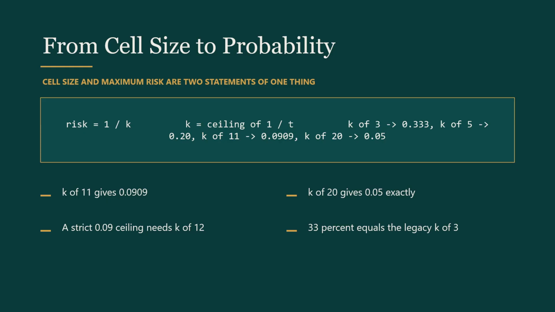And here is the irony worth carrying. The untraced 33% rule is numerically identical to the legacy K of 3 rule, 1 over 3. People reciting the modern-sounding percentage are reciting the oldest and weakest cell size rule in the field.